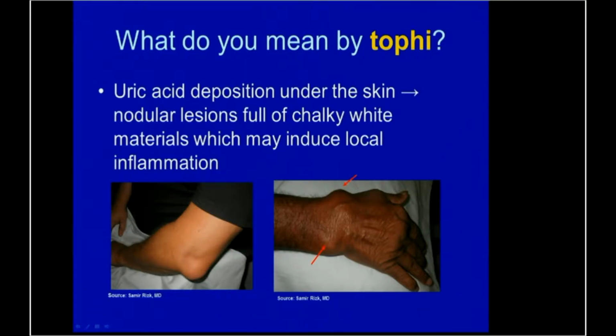So what do we mean by tophi? Uric acid deposition under the skin can cause nodules. This is a couple of my patients with tophi under the skin, which is full of chalky white material, and can induce some sort of local inflammation and pain. Okay, that's the tophi in gouty arthritis.